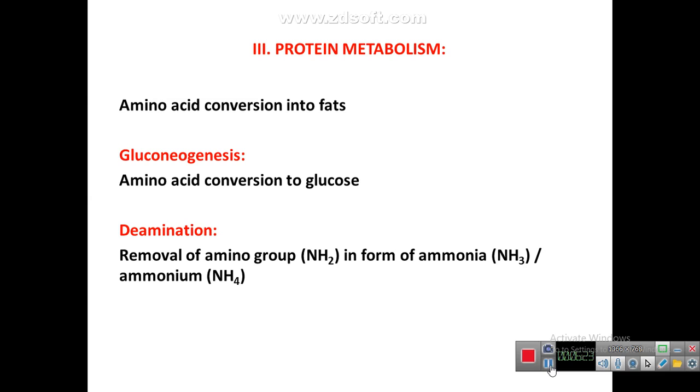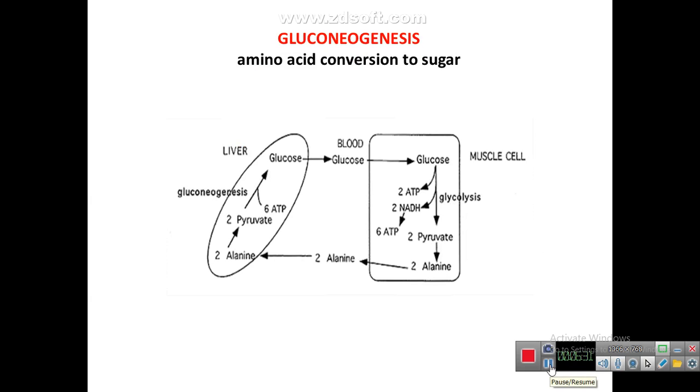Second way of protein metabolism: gluconeogenesis, that is, amino acid conversion to glucose. The diagram of amino acid conversion to glucose. Amino acids can be converted into pyruvate, which can convert into glucose in the liver cell, the hepatocyte, the process known as gluconeogenesis.